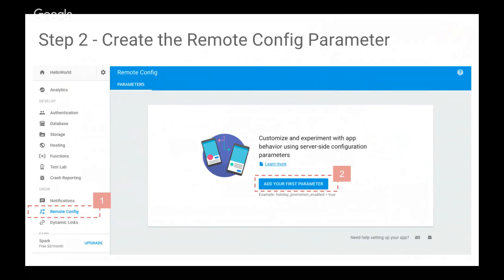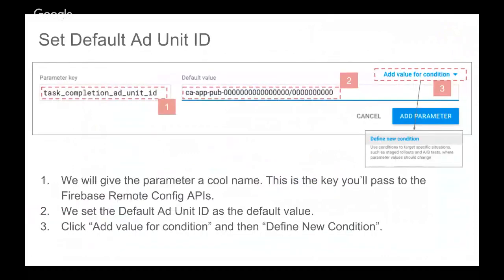You just give your parameter a good name. Here we say task completion ad unit ID. And then you supply a default value for your ad unit. So remember, we have two ad units for the control group and the test group. Here we put the ad unit ID of the default for the control group. And then next, we add a value for a condition.